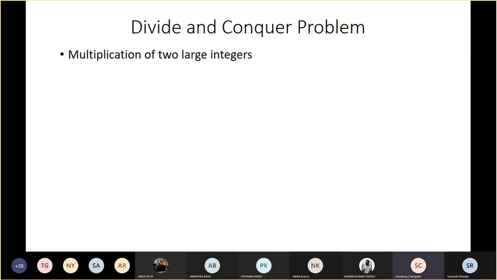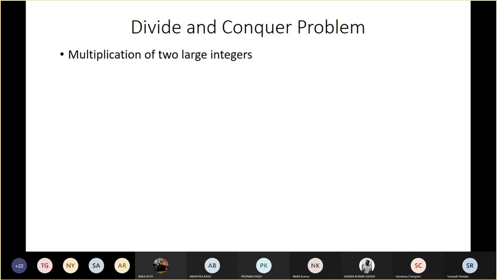So since you have not asked any queries or questions, therefore you have understood the amortized analysis. Okay. So let us discuss the divide and conquer method.